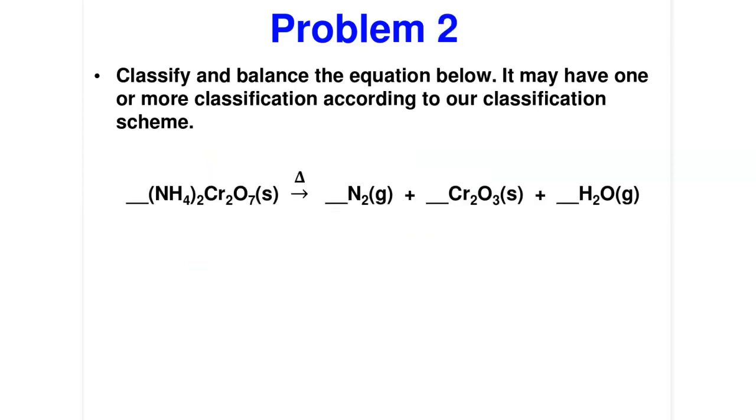The next one. It says, classify and balance the equation below. It may have one or more classifications according to the classification scheme. Let's see if it will have more than that. If you look at this reaction, you find that ammonium dichromate starts as one thing and breaks down into three substances. That has to tell you that this reaction is breaking down. We call it a decomposition reaction. So I would say this reaction is a decomposition reaction. And then we balance the equation.